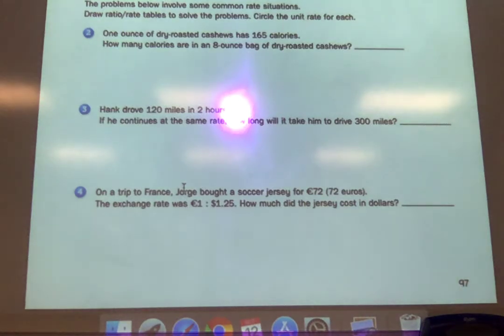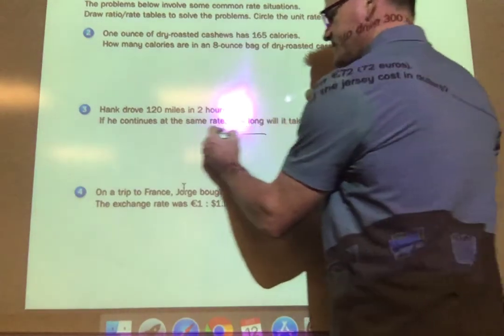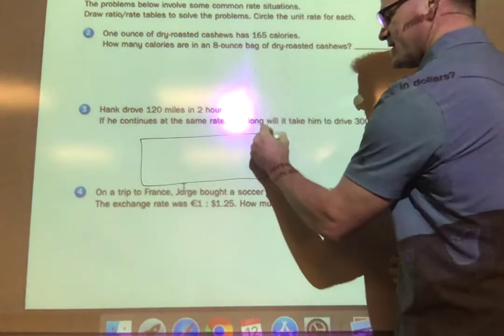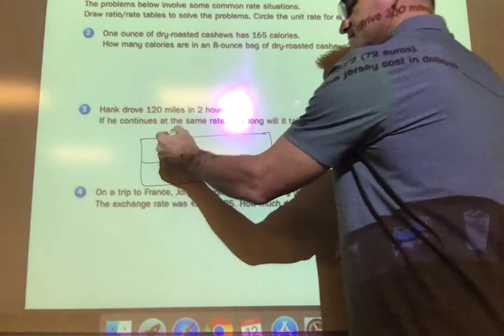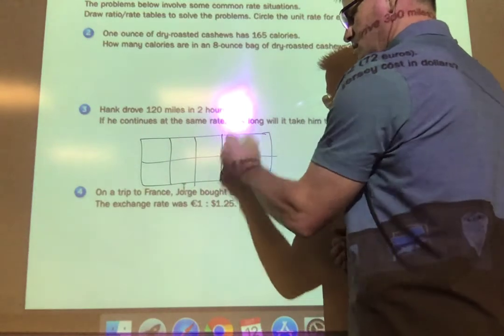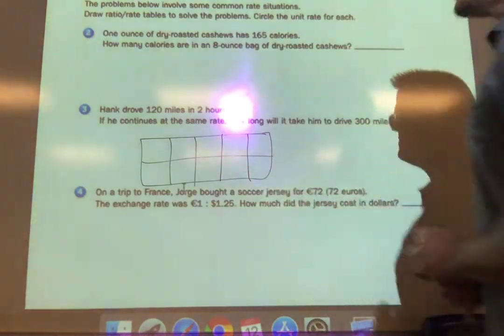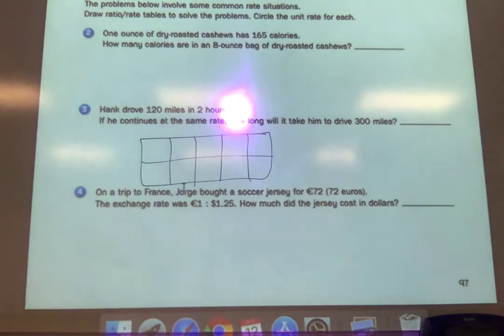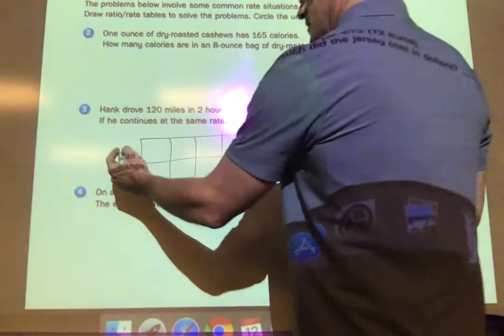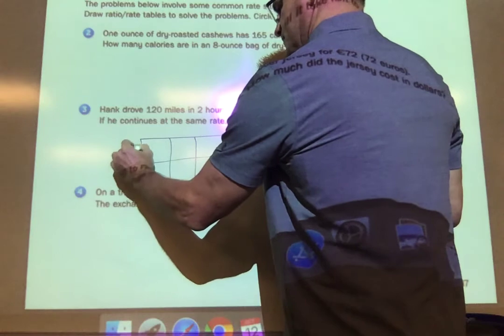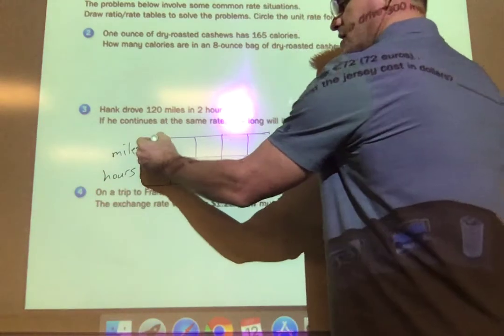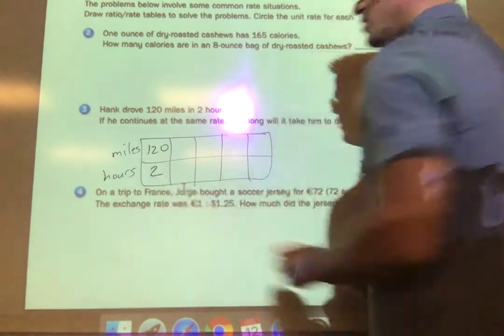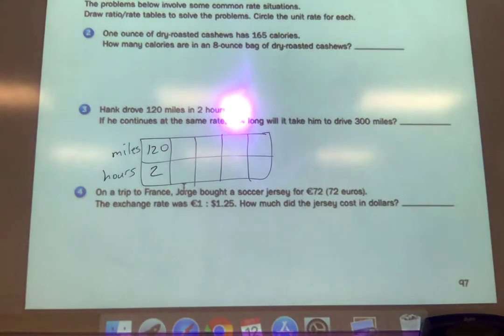All right, so we're going to go ahead and set up a ratio rate table here. And to make a ratio rate table, we're simply going to make a rectangle, and we're going to cut it in half horizontally here. And we'll just make a few boxes in there, and we're going to make the 2 categories here. We're comparing 2 things. Okay, so miles to hours. And what they tell me is we go 120 miles in 2 hours. That's the rate that they're driving.